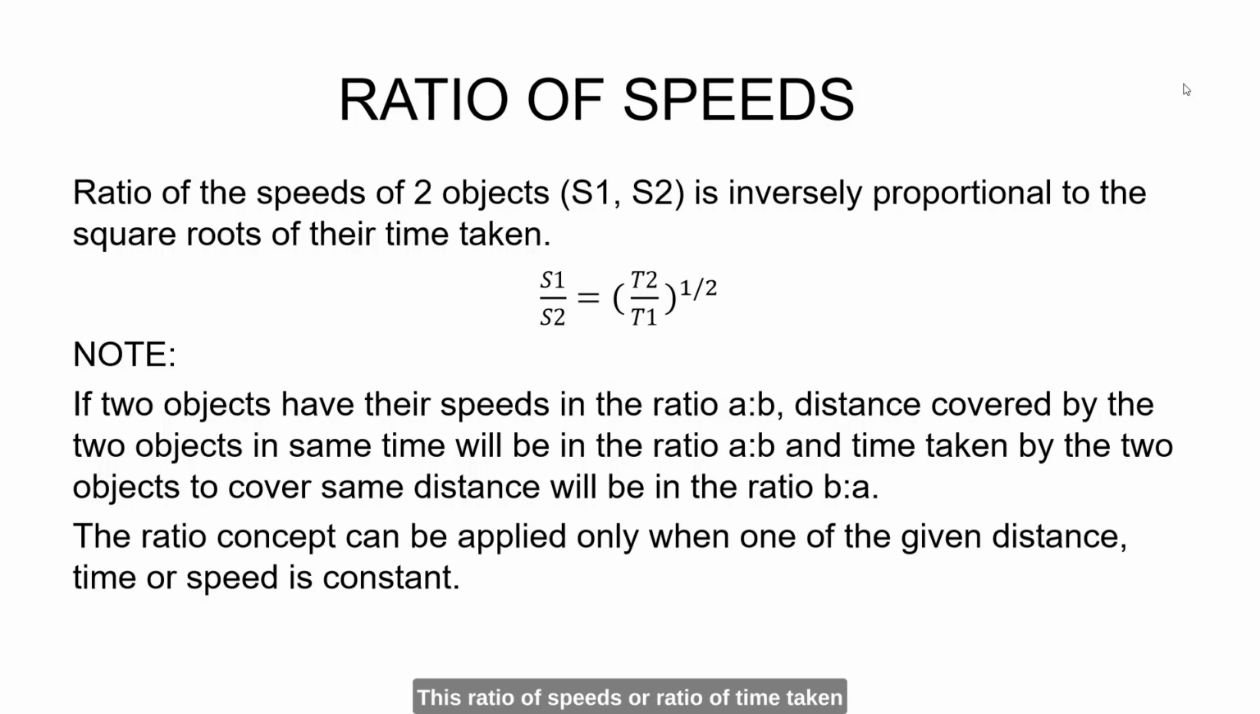This ratio of speeds or ratio of time taken or ratio between the distances can be applicable only when any one of the three entities is constant. That is, only when speed or distance or time remains constant, then the sum can be solved utilizing the ratio concept. Let us solve some examples to understand how this works out.